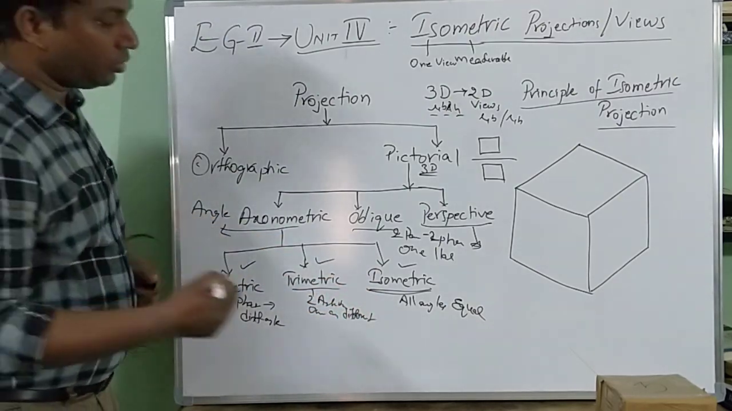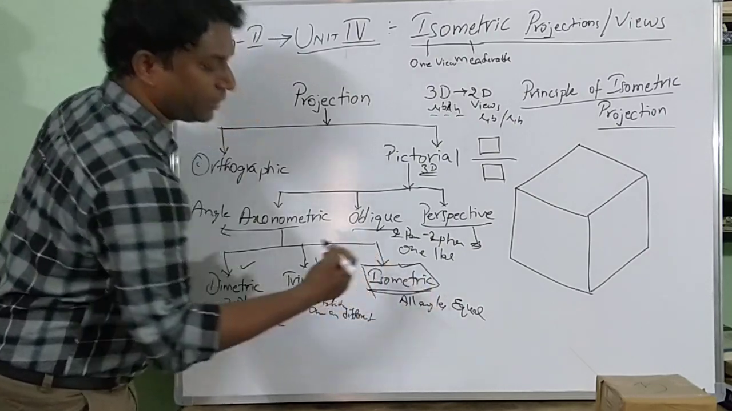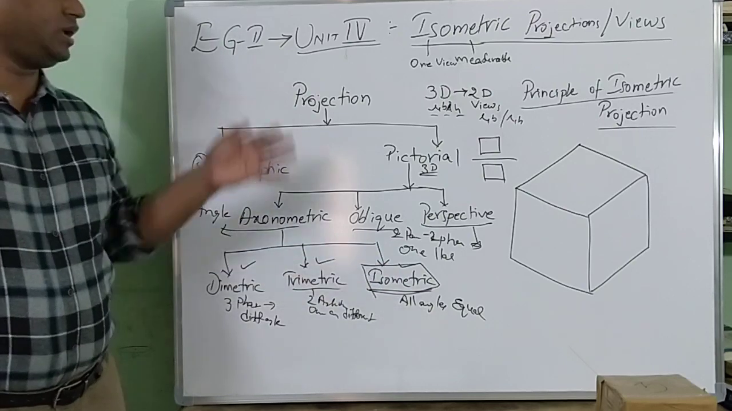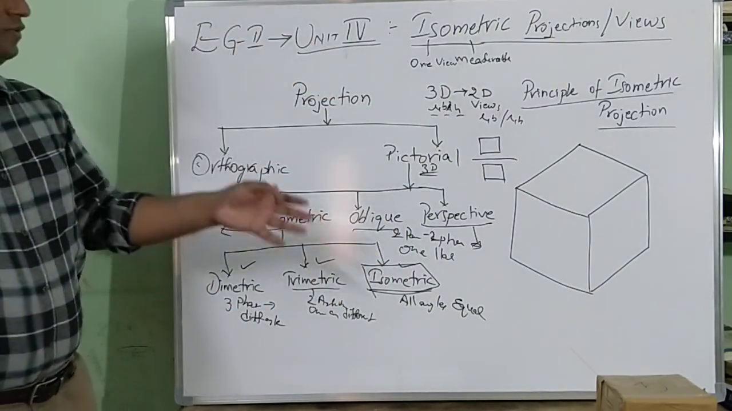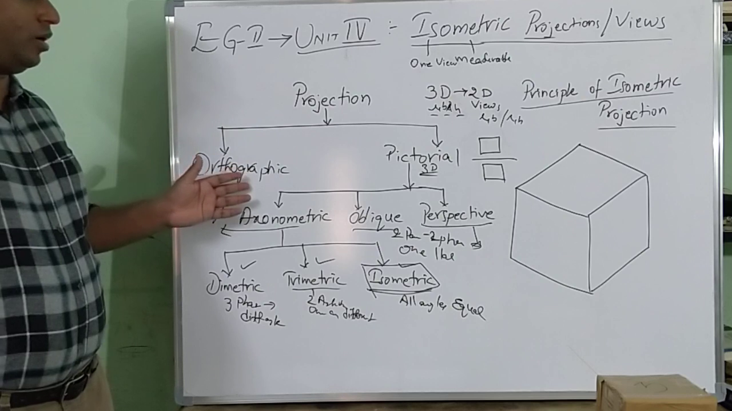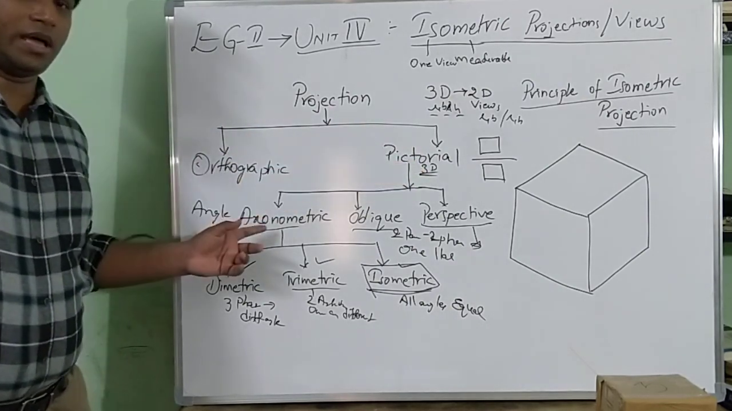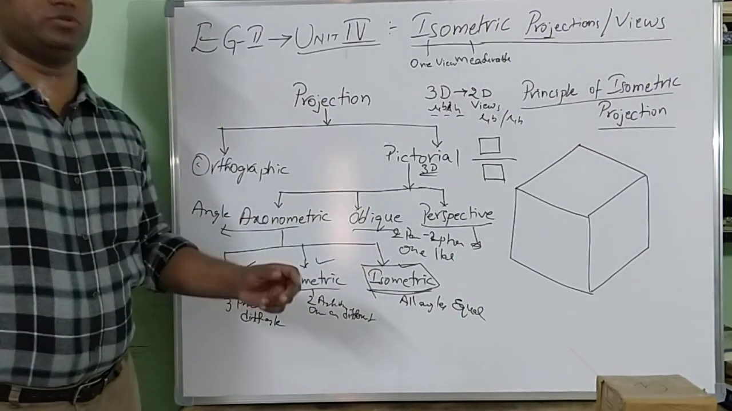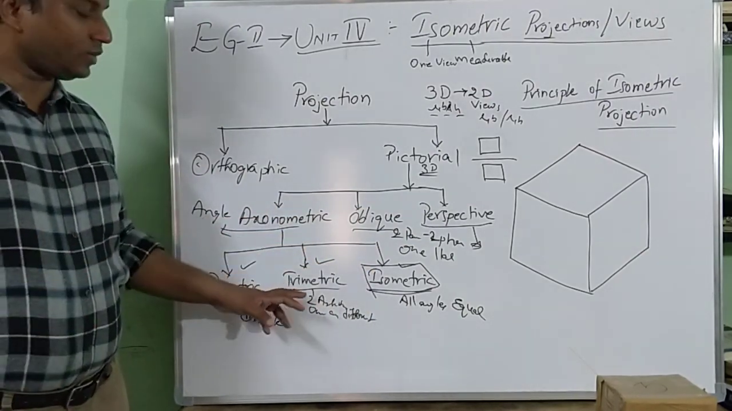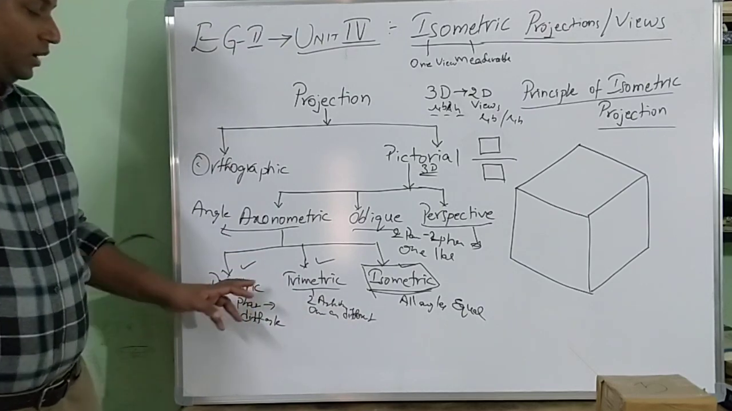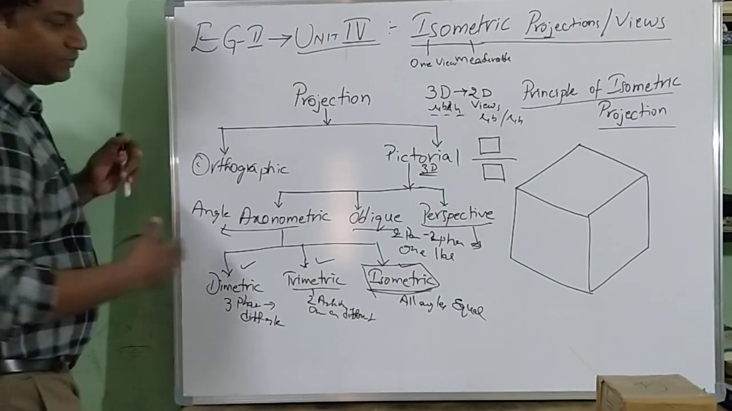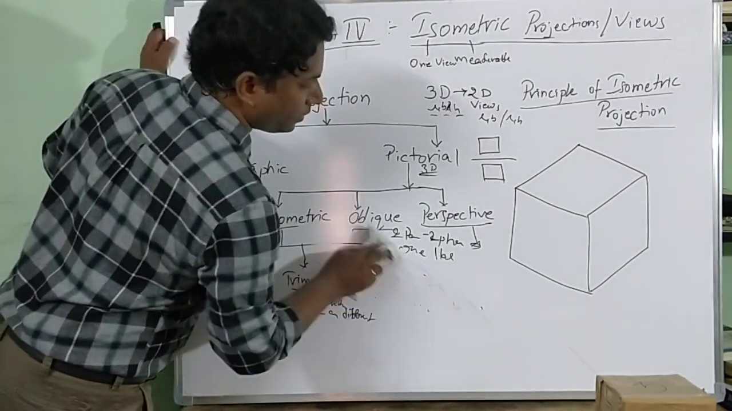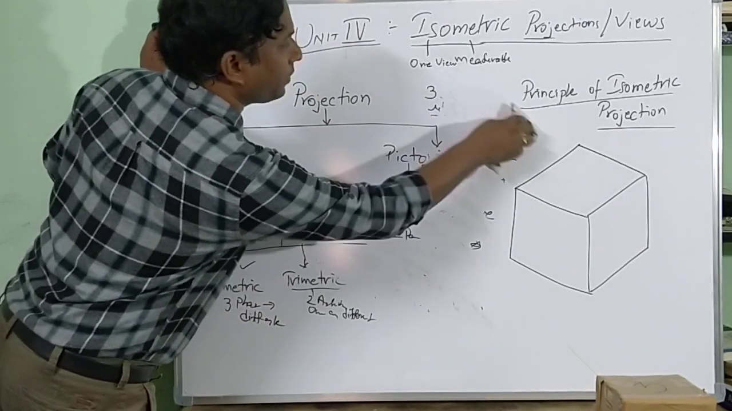About all the things, we are at this particular syllabus point, isometric. Hope you understand. Just to give an introduction of where isometric sits, I have shown the different types of projections: orthographic and pictorial. Pictorial again has axonometric, oblique, and perspective. Axonometric again has diametric, trimetric, and isometric. Iso means all equal, trimetric two different and one different, and here three different. As per the syllabus we will concentrate on isometric projections.